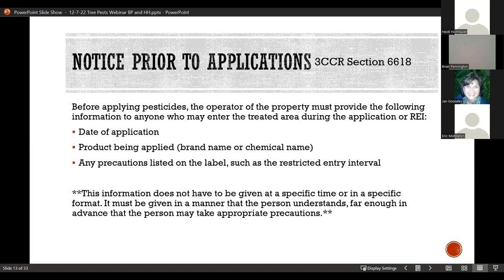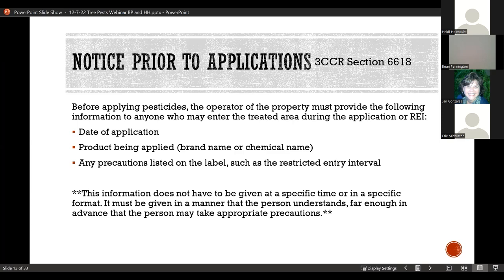And yet again, more to do before you even spray. Before you apply pesticides, the operator of a property must provide the following information to anyone who is on the property to be treated or who may enter the property during the application or while an REI is in effect. That's a restricted entry interval. Everyone should know what that is. They have to let them know what's being applied, when it's being applied, where it's being applied, and what they should do to stay safe. This could mean instructing them not to enter an area.